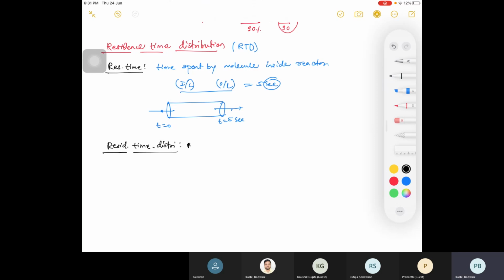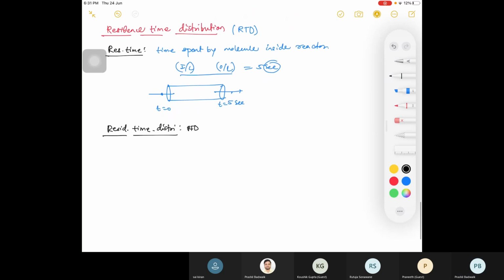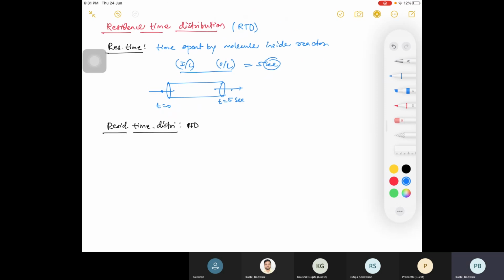Residence time distribution, that is your RTD. So what is it suggesting to you? It is distribution of residence time. I'll ask one question after teaching this topic. That will be your simple question just based on your concept.